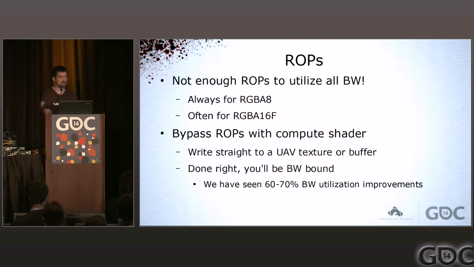So anytime we have anything from 64-bit formats or less, it's usually beneficial to use a compute shader to just fill the buffer instead of going through a pixel shader. Because then you have just raw writes to memory instead of going through this ROP state with all these restrictions and so on. If you do this right, it's easy to be bandwidth bound instead. And we have done a couple of cases where we've seen 60 to 70% bandwidth utilization improvement. So it can make quite a big impact.